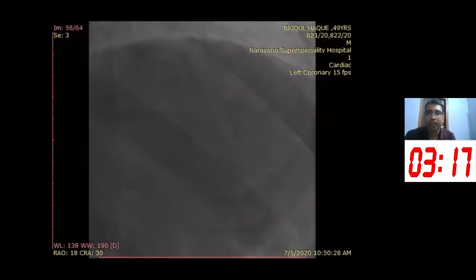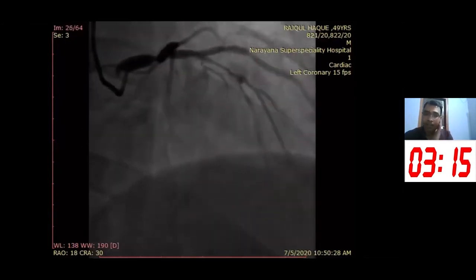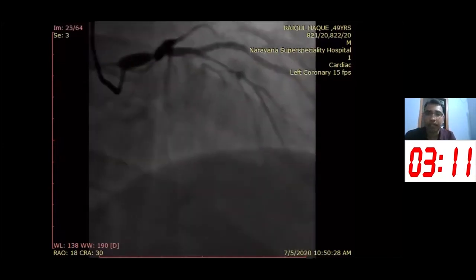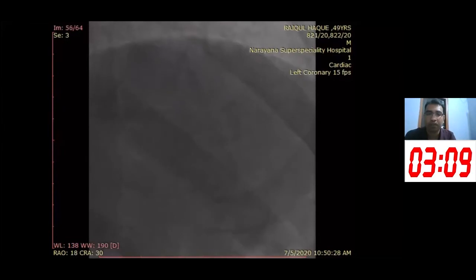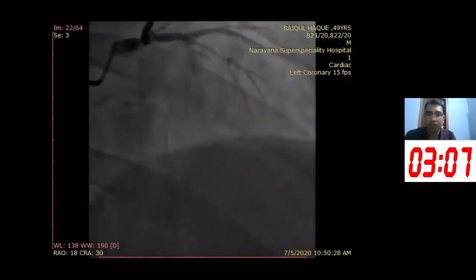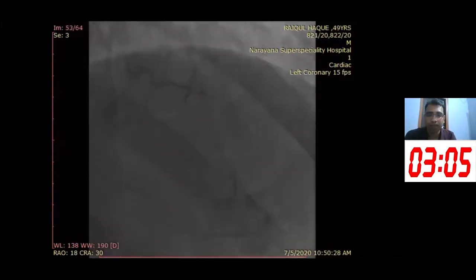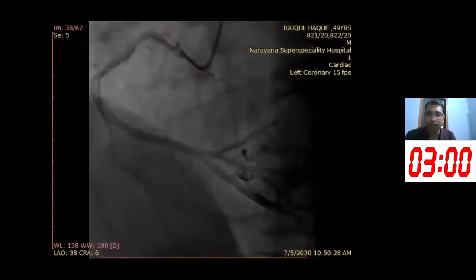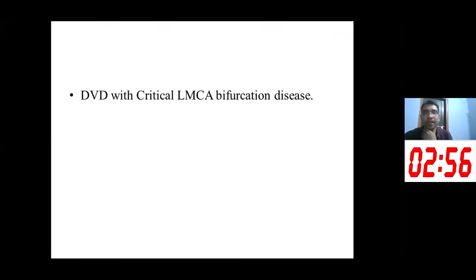This is the PA cranial view. This is the RAO cranial view. The RAO cranial view shows that the left mid LAD is also significantly diseased, around 90% stenosis, with involvement of a diagonal. The RCA, however, was normal and dominant. So a diagnosis of NSTEMI with double vessel disease and critical left main bifurcation disease was made.